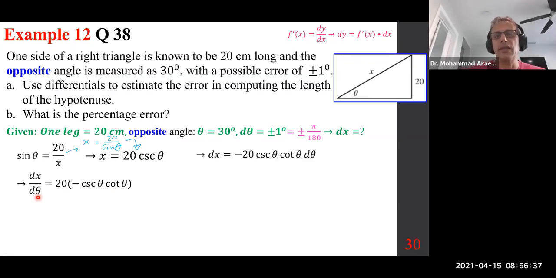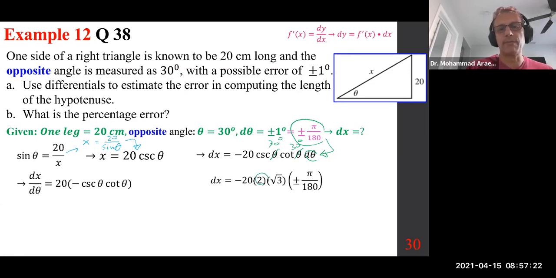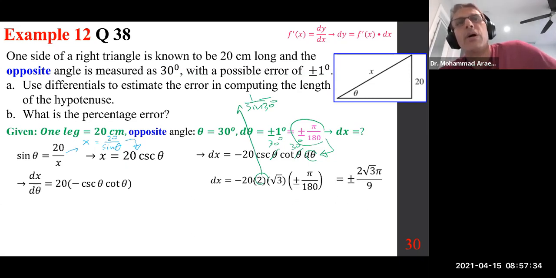Now replace the theta. So we want minus 20 cosecant theta cotangent theta. Let's change theta to 30 degrees now, and d theta to this. Remember, cosecant is 1 over sine. What is sine of 30 degrees? 1/2. The reciprocal of that is 2. Cotangent of 30 degrees is square root of 3. D theta is the number. So again, if you want this one, class, 1 over sine 30 degrees, and you can evaluate that. You end up with plus minus 2 square root of 3 pi over 9.